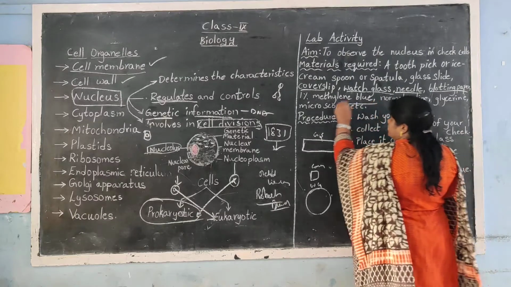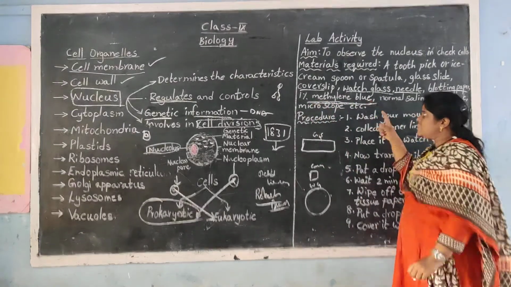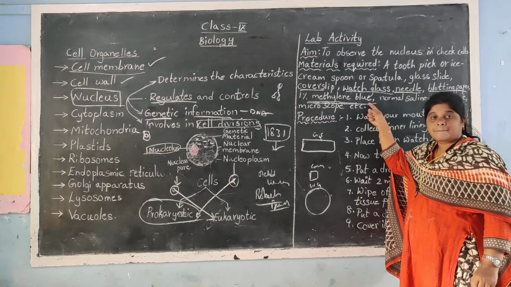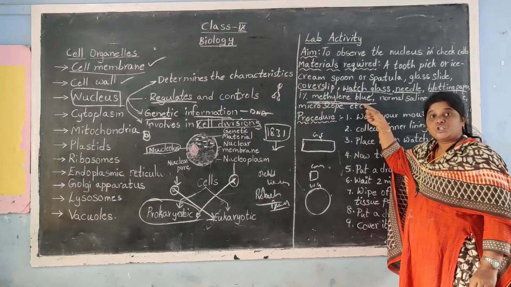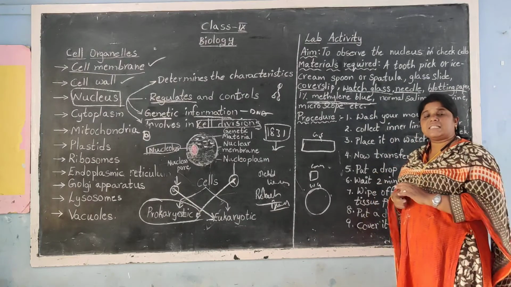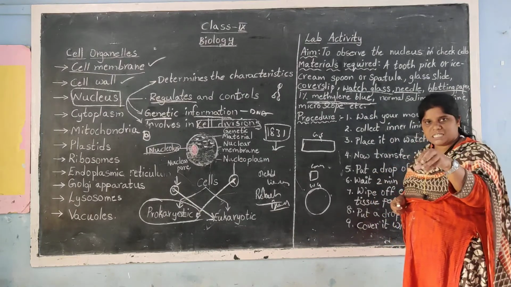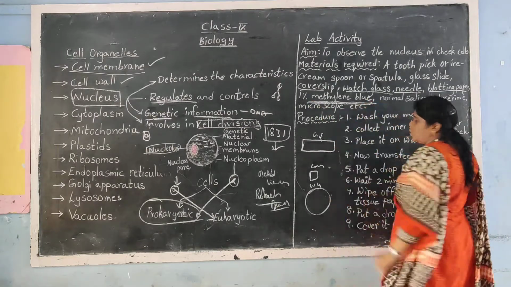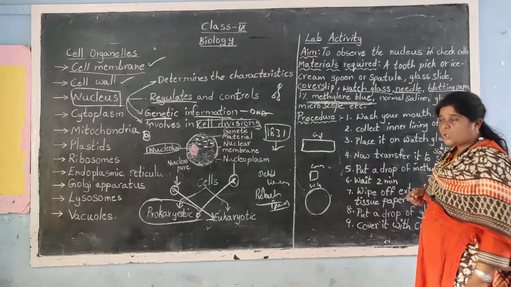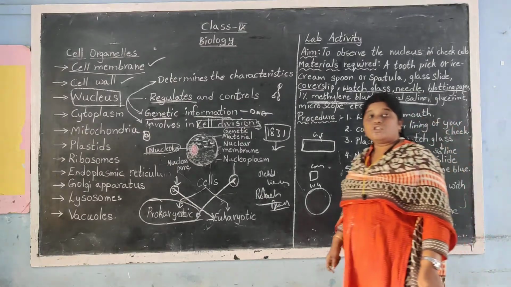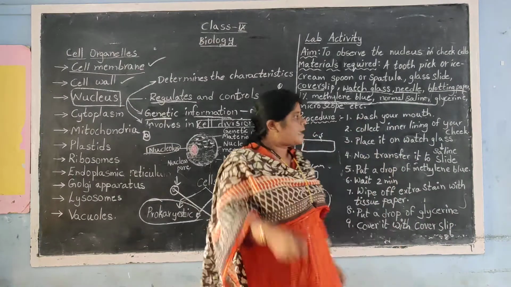This is very important. This is the stain we are using. You can use red ink, blue ink, iodine, anything else, but we have to stain the experimental material. So we are using this color called methylene blue, and normal saline. Normal saline is nothing but salt water.